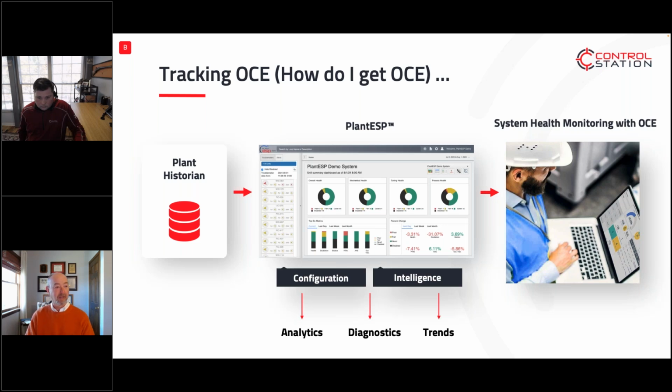Thanks for the question, because it is really important. It's not just about loops being in manual versus auto. In fact, for some loops, manual is the normal. Let's not forget that. There are some controllers for which manual is the normal, and you don't want to be flagged to do anything about that loop. So it's important to have that depth of system configuration understanding built into the software that's monitoring your plant, so that you don't have to grind through that every time you see a loop in manual. It's already taken care of in the software.